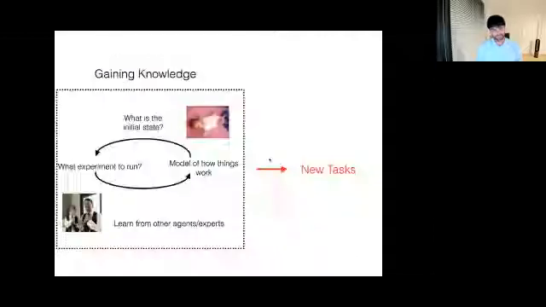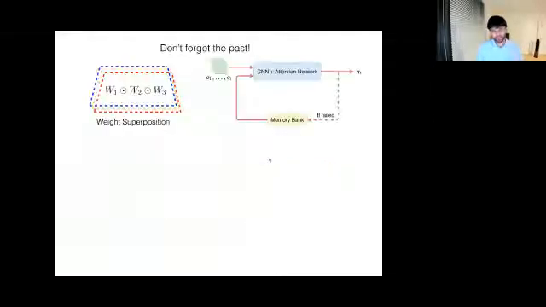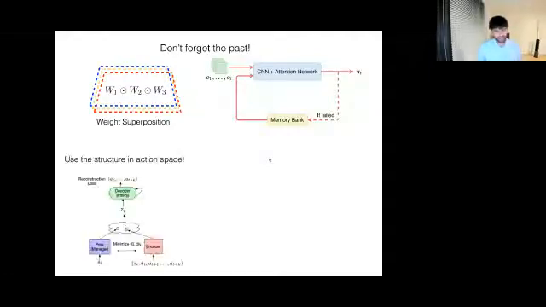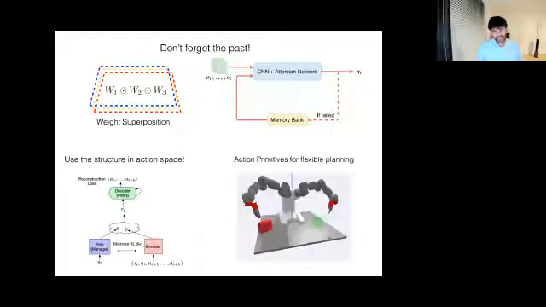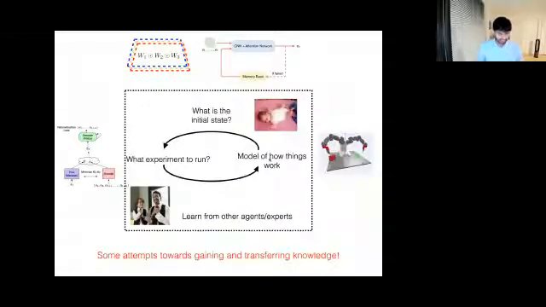Right? So in essence, what I talked about was how we can gain this knowledge and then go out and perform new tasks. In particular, we discussed: don't forget the past, use the structure in the action space, and then we can use action primitives for flexible planning. And these were some attempts towards gaining and transferring knowledge. And with this, I'll stop.